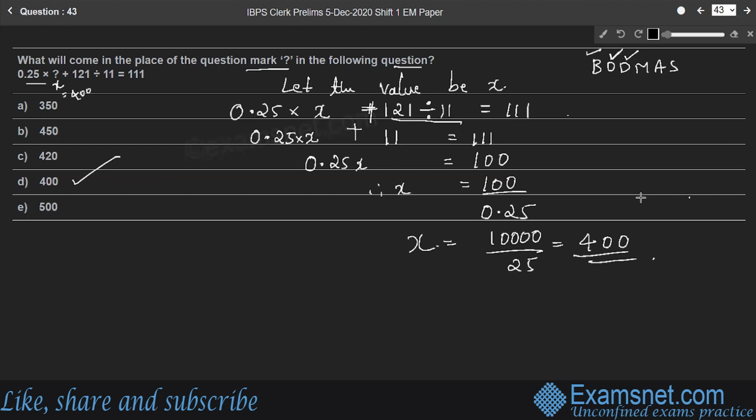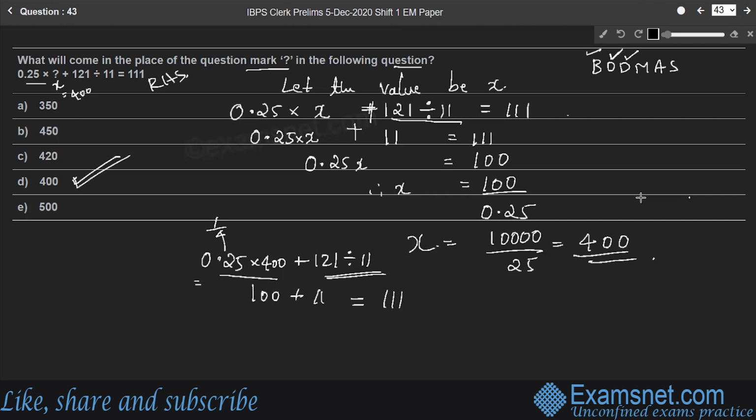You can even verify the answer by solving. Yes, 0.25 into x, which is 400, plus 121 by 11. Right? So here the multiplication part, 0.25 into 400. That is the quarter part of 400, which is 100 here. So 0.25 means quarter part, and 1/4 part of 400 is 100. Plus here the division, 121 by 11, is directly 11. So it is 111, which is the RHS. Therefore the value of x is 400, option D.